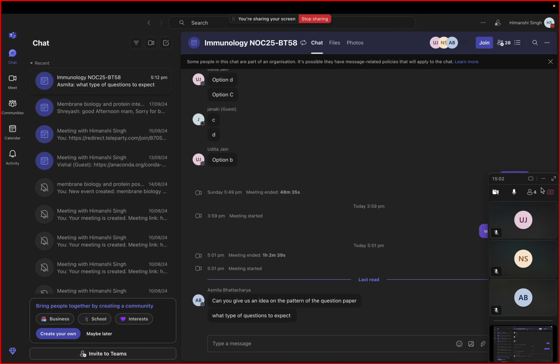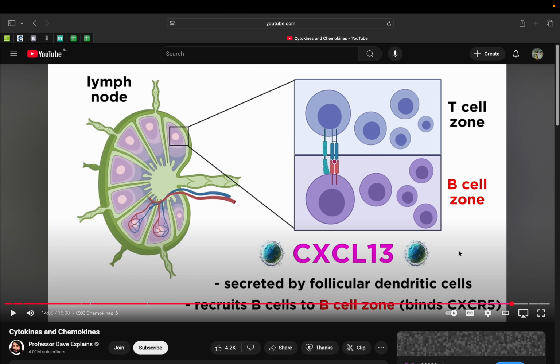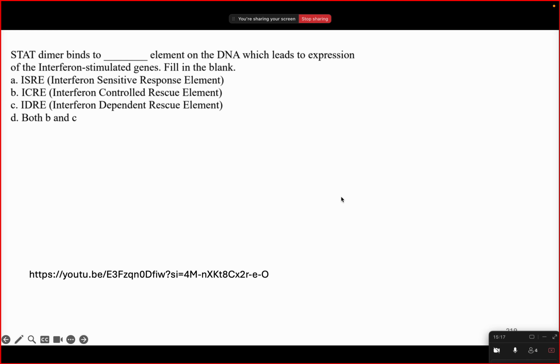Can you give an idea on the pattern of the question paper? What type of questions to expect? We can discuss this after the question, Asmita. Okay. During the beginning of this class, I discussed that I want to cover more questions today, so we are going a little bit faster.